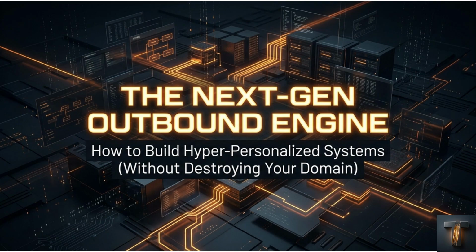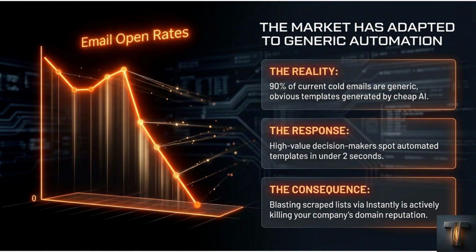90% of the cold emails hitting your prospects' inboxes today are absolute garbage. They are generic, poorly scraped, and painfully obvious templates generated by cheap AI tools that do nothing but burn through your domain reputation. If your current outbound strategy is exporting a messy list from Apollo, running it through a basic ChatGPT prompt to personalize it, and blast sending it via Instantly, you aren't just wasting time. You are actively killing your company's email domains.